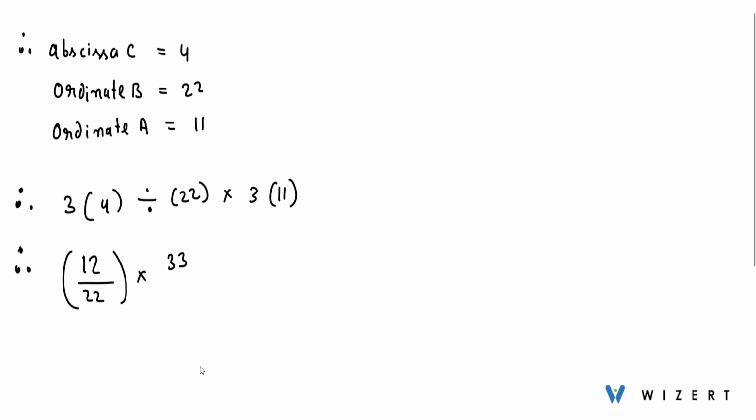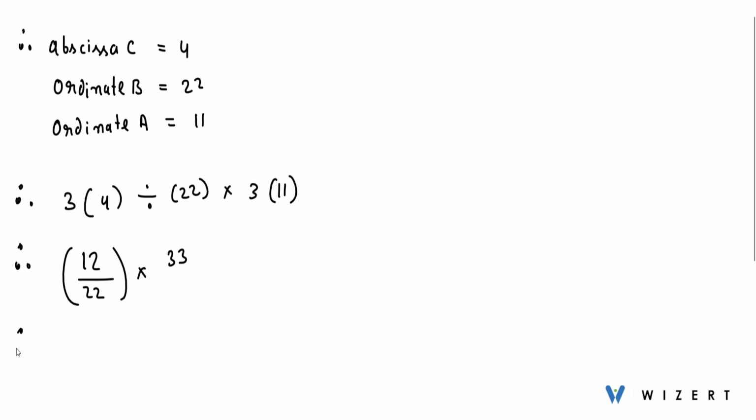So this upon further simplification will give us, so 11 will cancel out 22 and will produce 2, and will cancel out 33 and will produce 3, and again 2 will cancel out 12 and will produce 6. So 6 multiplied by 3 will produce 18. Therefore 18 will be our required final answer.